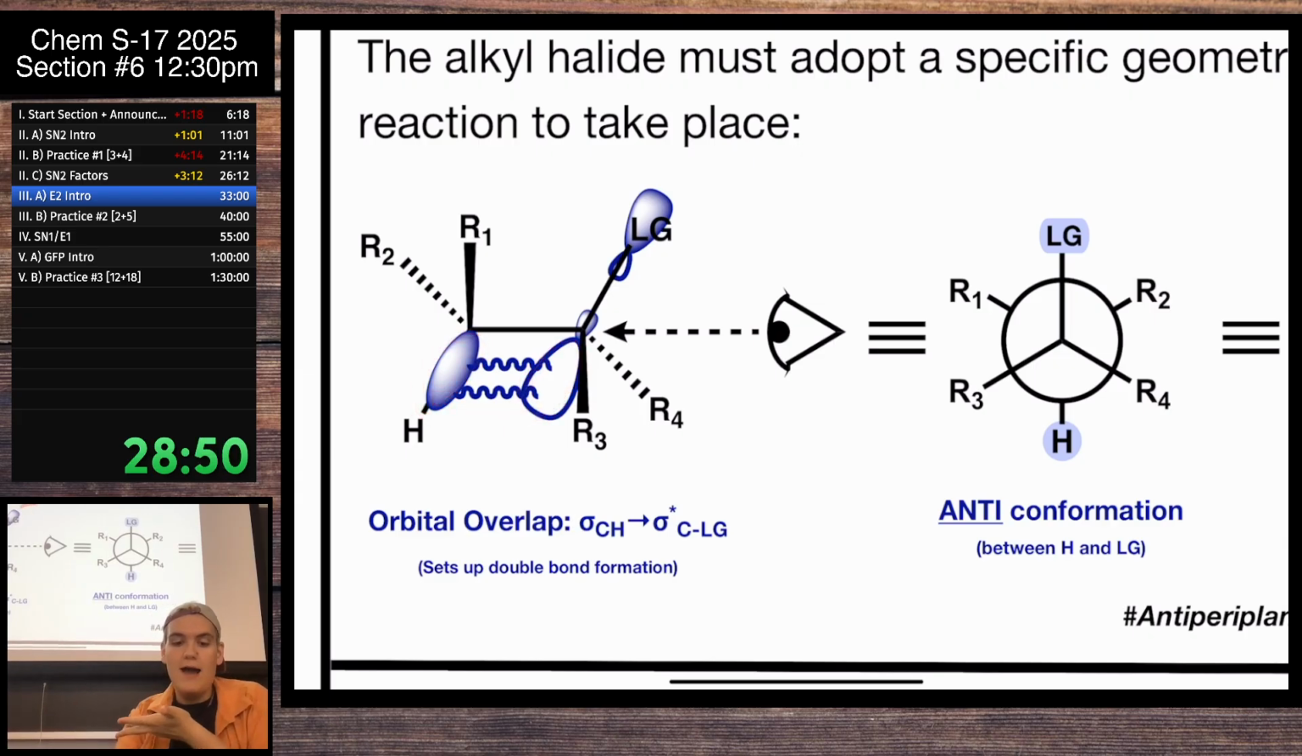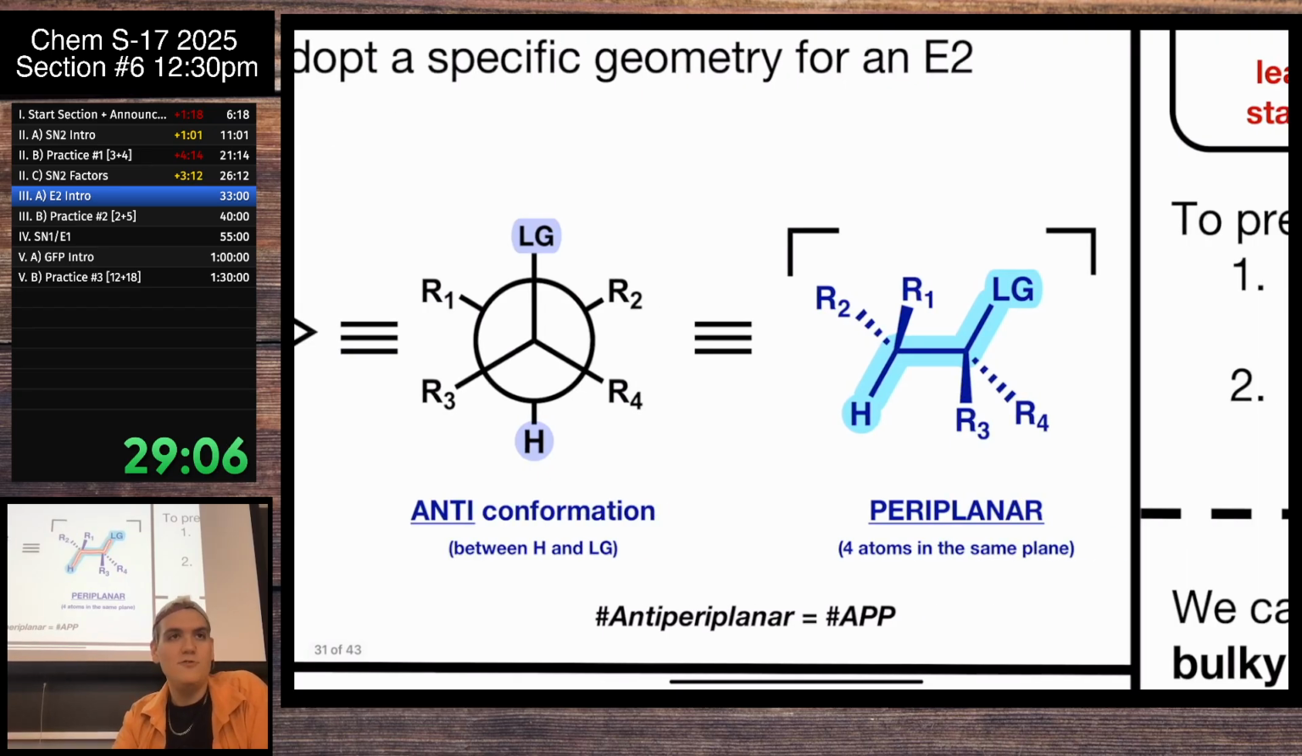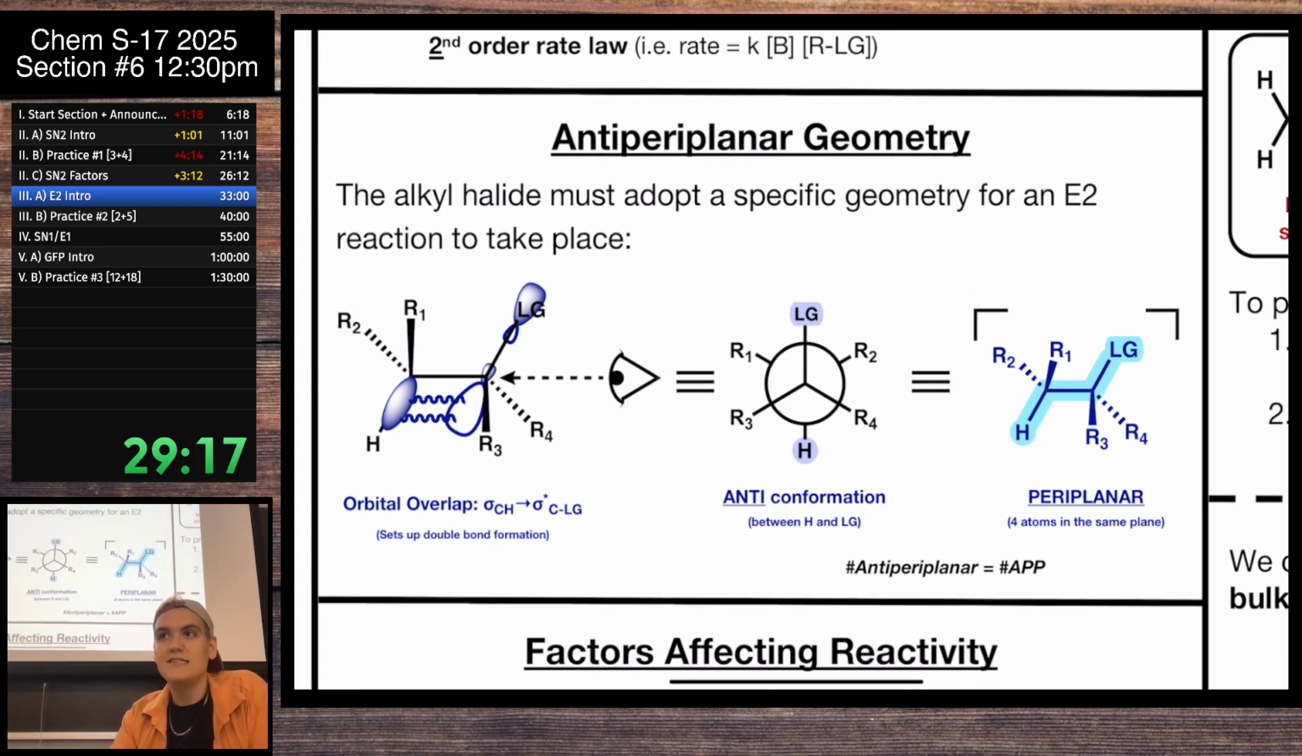So let's talk about how we name this. If we did a Newman projection and looked down here, the leaving group would be directly up and the hydrogen would be directly down. So we would say these two are anti to each other, the beta hydrogen and the leaving group. And then we can also think about these 4 atoms, the 2 carbons, the hydrogen, and the leaving group. These are all in the same plane, the plane of the page here. So it's periplanar. So in total, we say that the beta hydrogen has to be anti-periplanar to the leaving group. So the geometry requirement for E2 is anti-periplanar. So you should be thinking E2, anti-periplanar geometry.